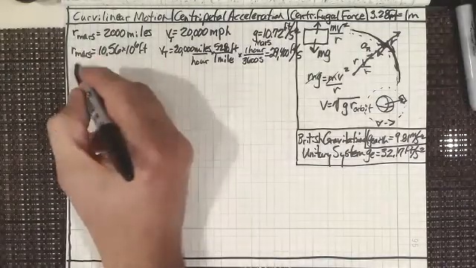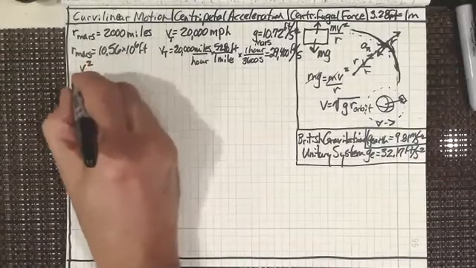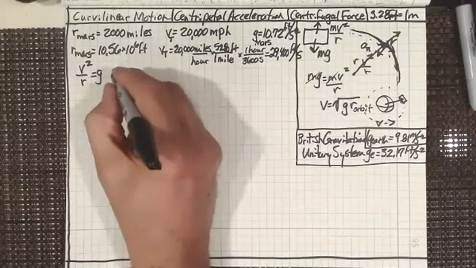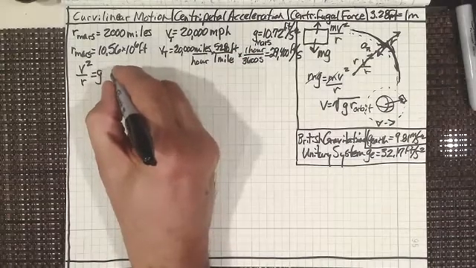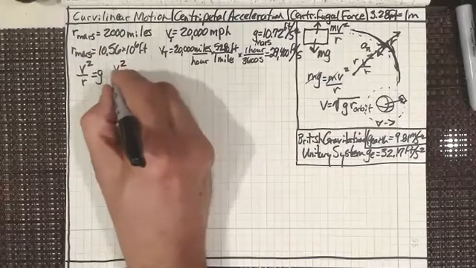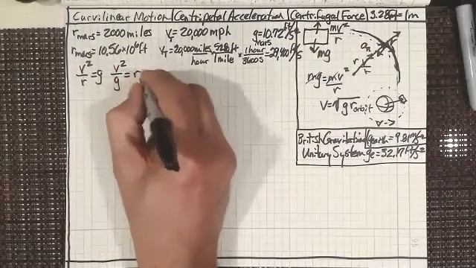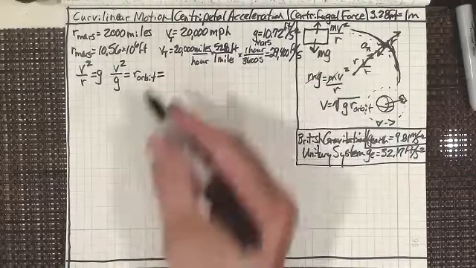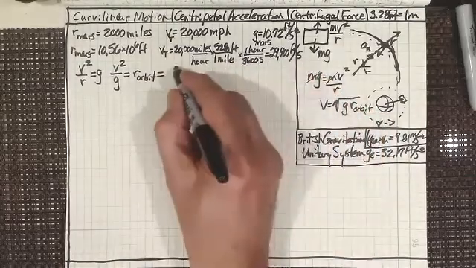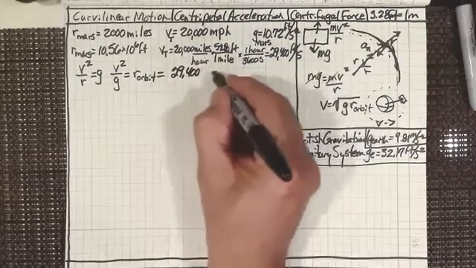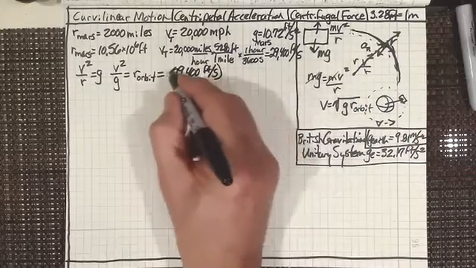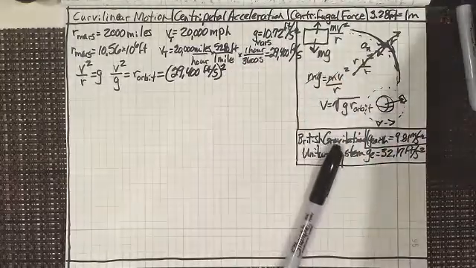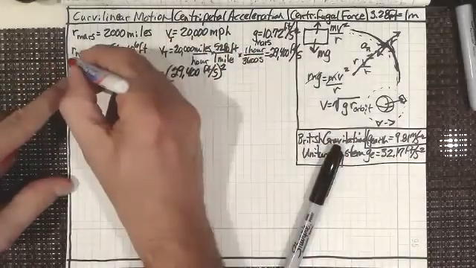Right now we've got our equation that V squared over R equals G. Well, if that's true, then V squared over G equals R, the radius of the orbit that we're going to be at. So V squared, if we work in this, is going to be 29,400 feet per second, squared.